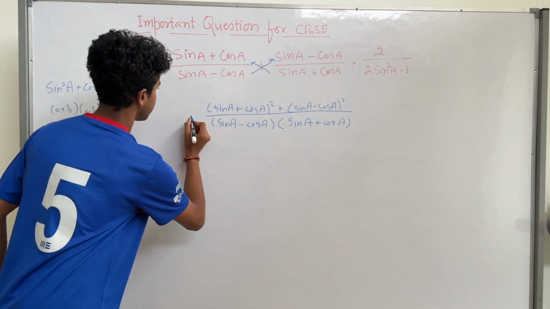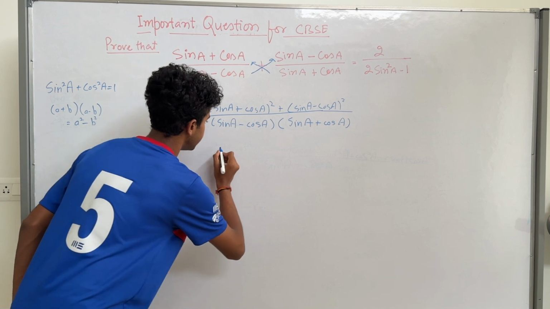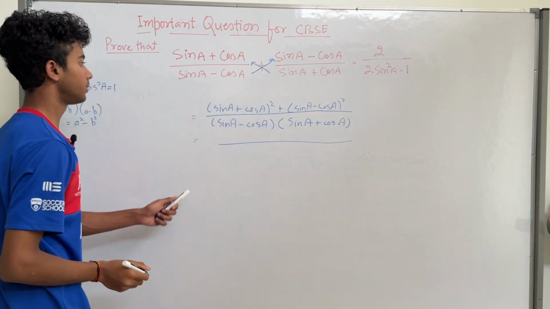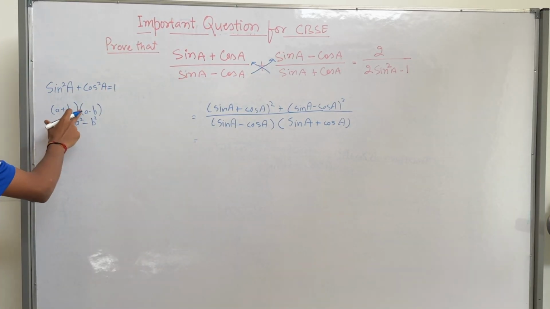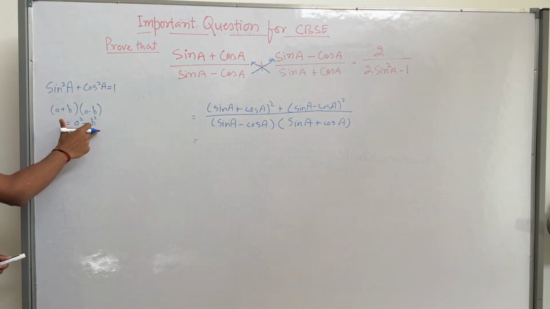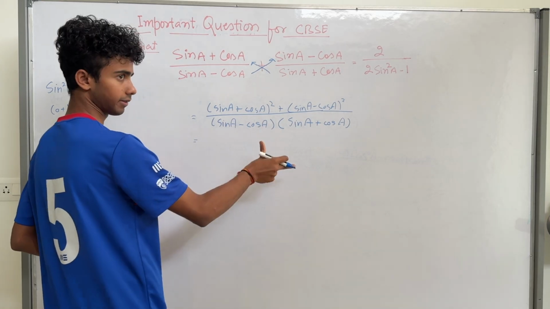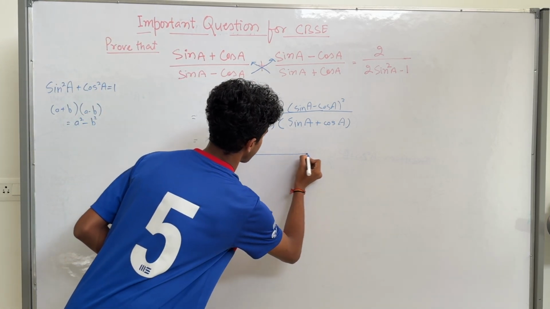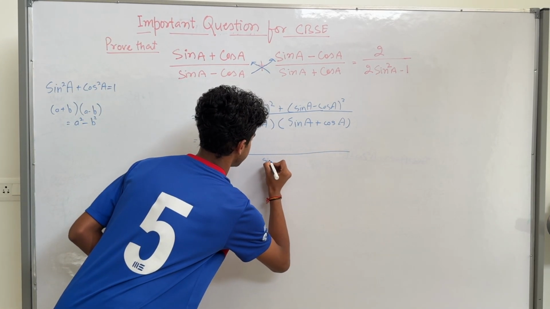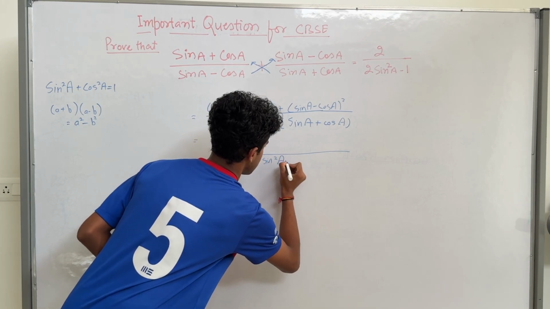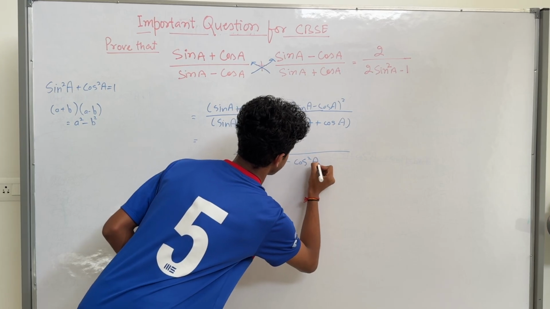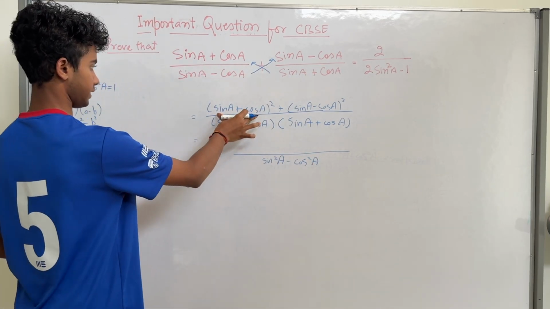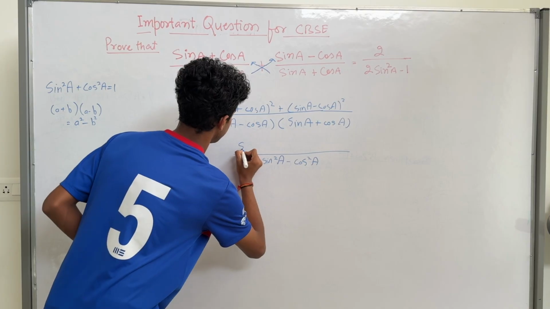Now we're going to simplify the numerator and the denominator. On the denominator, we'll use an identity which is (a plus b) into (a minus b) is equal to a square minus b square. So over here it will give us sine square a minus cos square a.